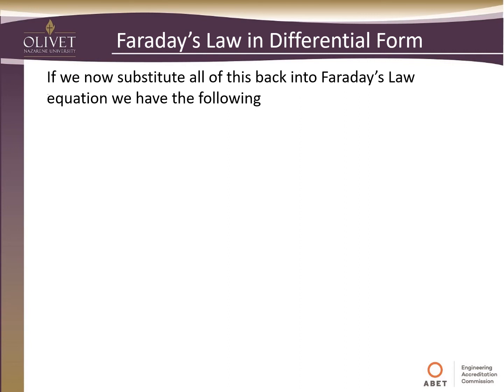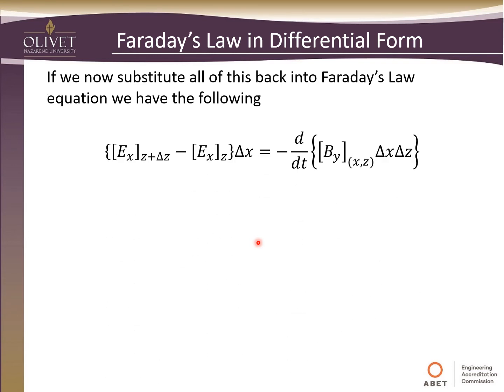So if we take these expressions and we substitute them back into our original equation, we have this. Remember, we had our difference in the E's times this delta x on the left, and then we have this for our magnetic field that's traveling through that surface, and we have to take the time derivative of that. So let's look at this a little bit and let's rearrange things just a bit.